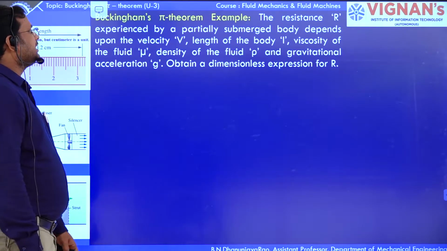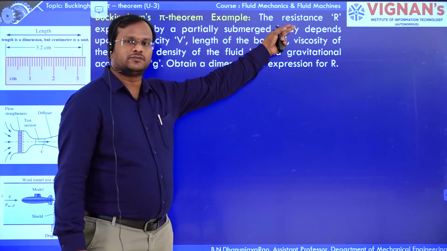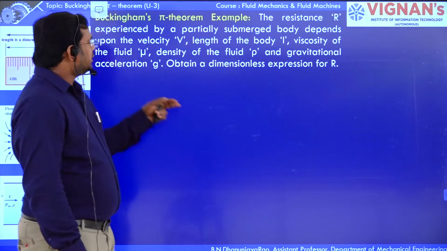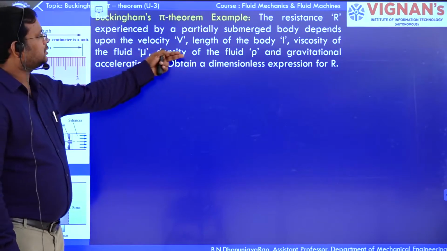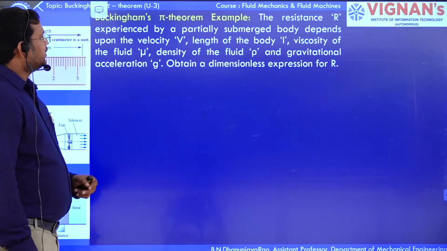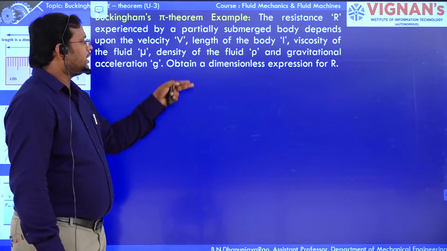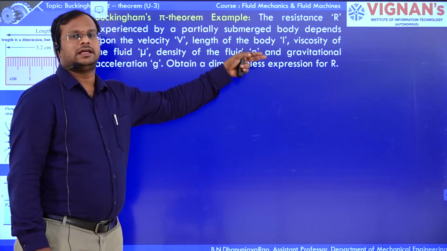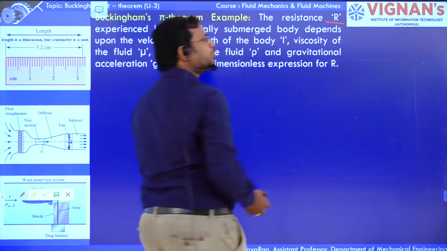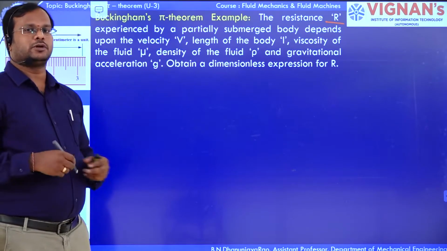Here is an example for Buckingham's pi theorem. A resistance force R experienced by a partially submerged body depends upon the velocity v, length of the body L, viscosity of the fluid mu, density of the fluid rho, and gravitational acceleration g. We need to obtain an expression for the resistance R. Resistance is nothing but a force in this fluid problem.